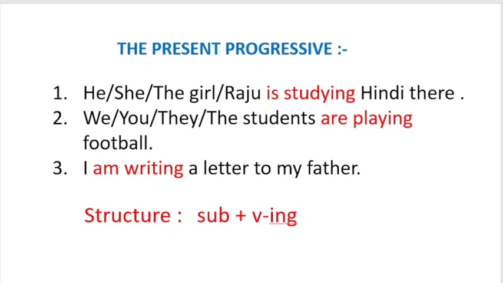Here we see the structure of this present progressive form is subject plus verb plus ing, that means the fourth form of the verb.